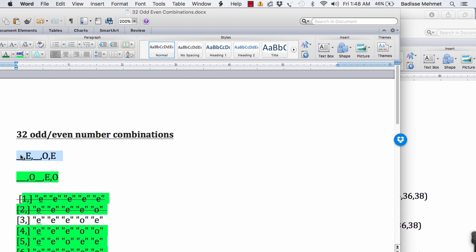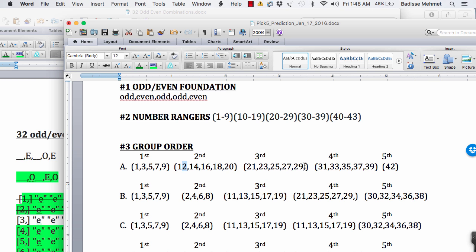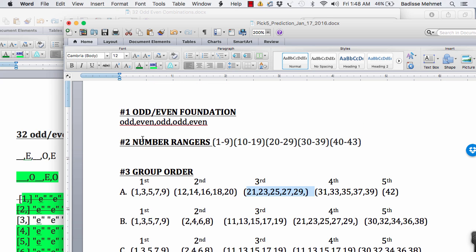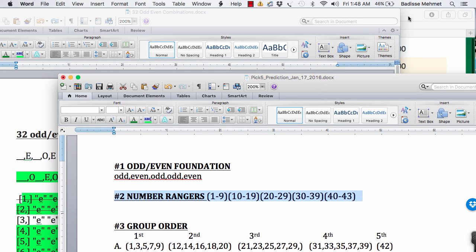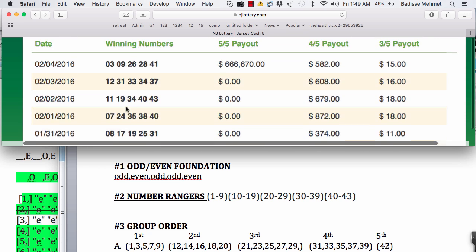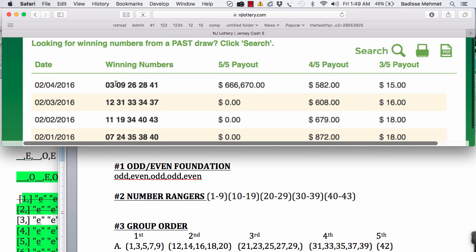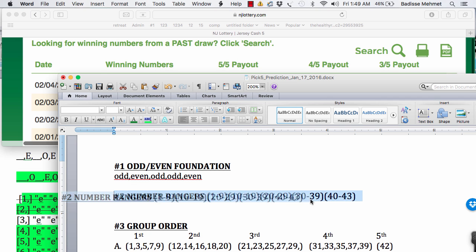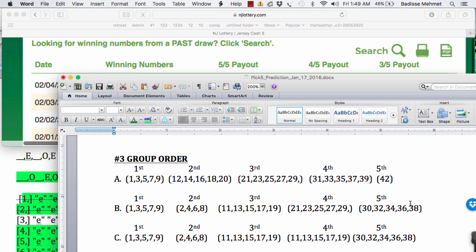You use these odd, even number patterns to start picking your numbers. This is when you start picking your numbers. You work with the number ranges. And when I say number ranges again, you work with the number patterns, what's coming out in the columns. You go through them. What's the number range in each column, for each number, first, second, third, fourth, and fifth? That's how you get your number ranges. Study them from past winning numbers. Then you start going into your group orders.